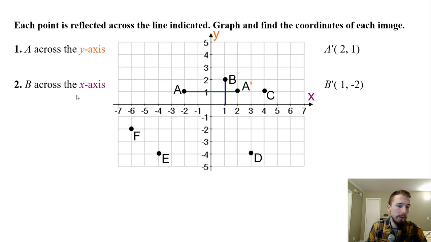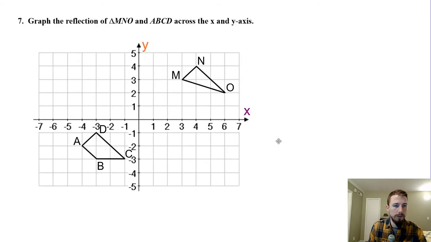And then B reflected across the x-axis. So we go down to the x-axis, then we go 2, then we go 2 more, which is going to go from the point 1, 2 to now 1, negative 2, and that's going to be our B prime. You can do that for the rest of the points. Pretty simple there. And you got your answer bank for the first 6 questions.